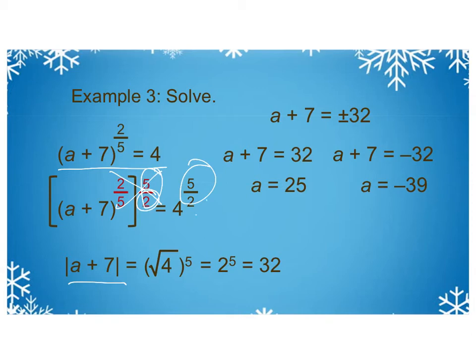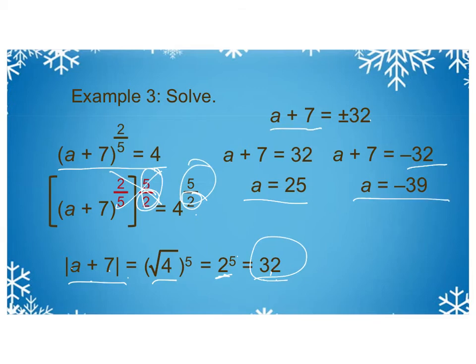Then I take this 2 in the denominator and turn it into a square root. Square root of 4 is 2. 2 to the 5th is 32. So I have a plus 7 equals 32. Now this actually gives me 2 solutions. Remember, when you're solving absolute value, you have 2 solutions. So I have a plus 7 is equal to plus or minus 32. If it's plus 32, then a is 25. If it's negative 32, then a is negative 39.